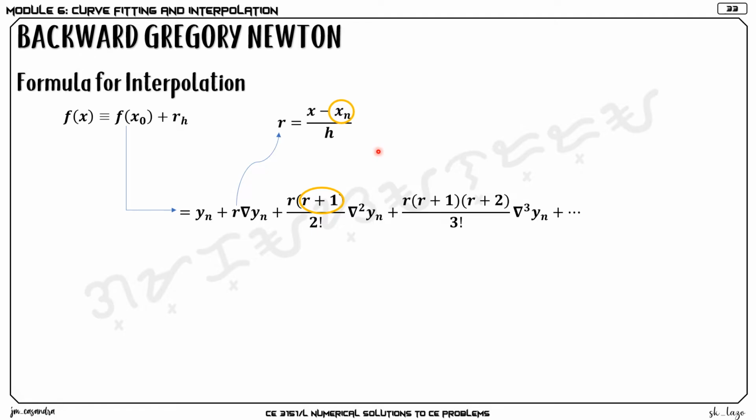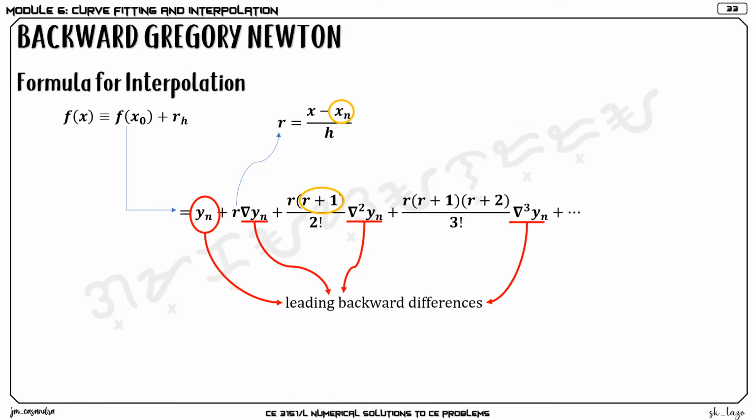So, to remember the difference between forward and backward, for forward Gregory-Newton, for r, we use the first value of x, and we use r minus 1, r minus 2. Unlike for backward, we use the last value of x in the dataset, and we use addition for each succeeding term. So take note that y sub n, nabla y sub n, nabla squared y sub n, and nabla cube y sub n would be our leading backward differences, which are taken from the table of finite differences.